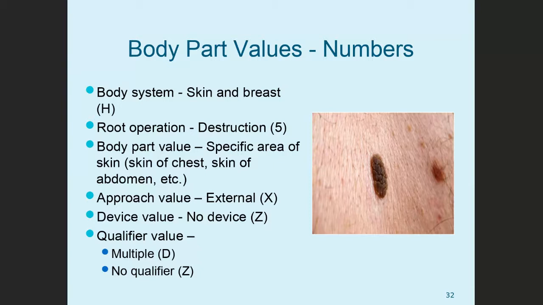So in the skin and breast, there's also qualifiers for destruction of lesions on the skin. So this is for numbers again. So skin and breast, you have destruction, and then the body part is a specific area of the skin. The approach value is external, no device, and then you have multiple lesions or no qualifier, which will only be if there's just one lesion.